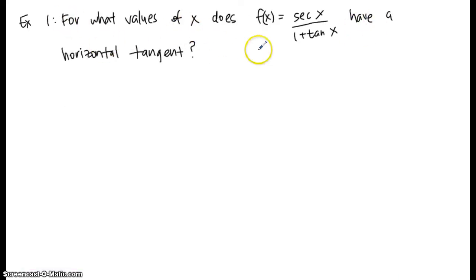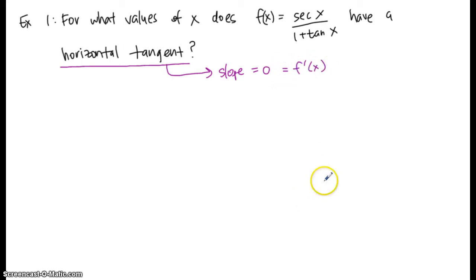Example 1. For what values of x does f of x equal secant x over 1 plus tangent x have a horizontal tangent? Now, horizontal tangents, what are they asking? Horizontal tangent lines only happen when the slope is equal to 0. So if the slope is equal to 0, we are also looking for when f prime of x equals 0, the derivative. So let's try finding the derivative, f prime of x.